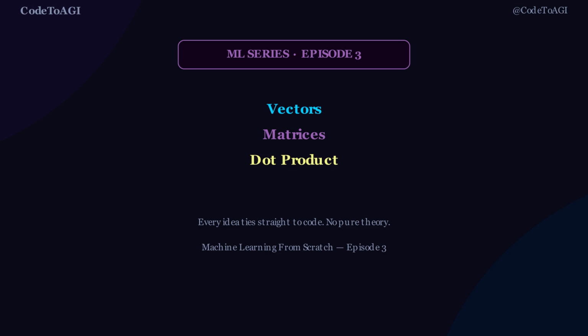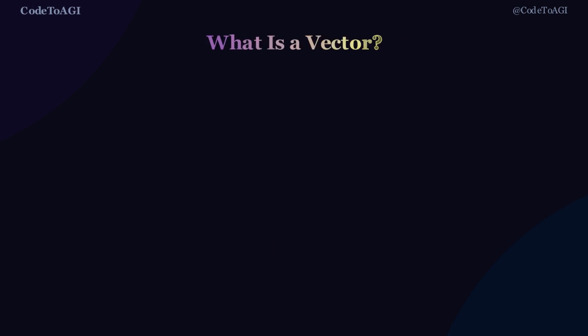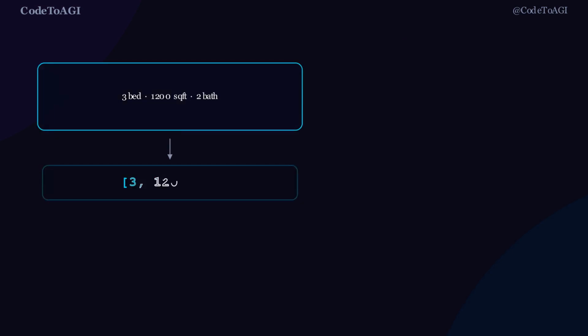This is episode 3 of Machine Learning from Scratch. No proofs. No pure theory. Every idea ties straight to code you'll actually write. By the end, matrix multiplication will feel obvious, not scary. Let's build the toolkit. Let's start with the vector because your data is already one.